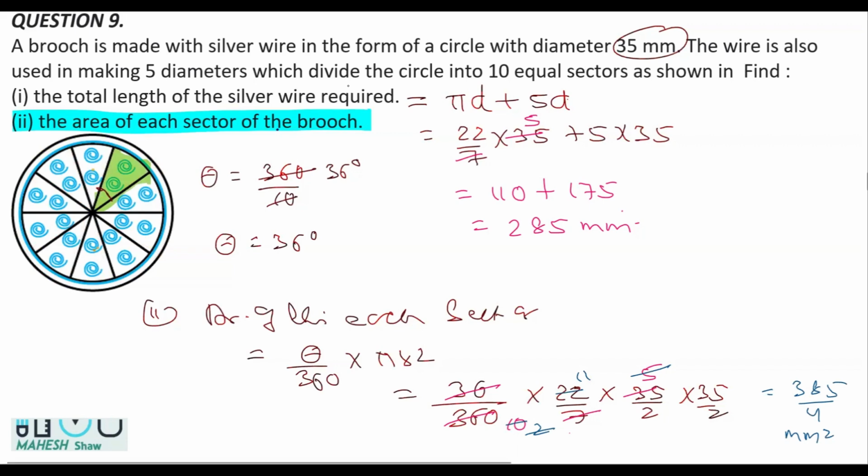Alternately, you could have also calculated the area directly. As you know, there are 10 sectors and all 10 are equal, so the area of each sector will be what? 1/10 the area of a circle. So 1/10 the area of a circle is pi r square. This would also be equally correct.